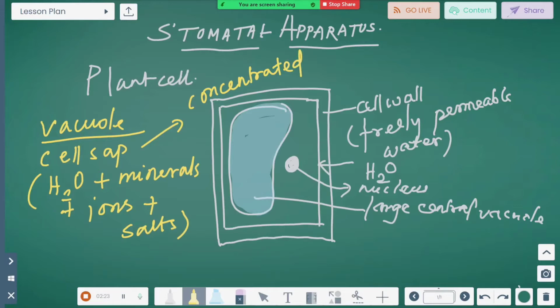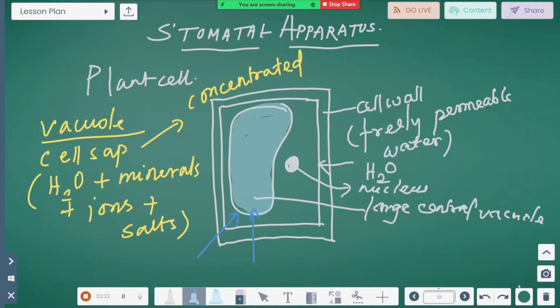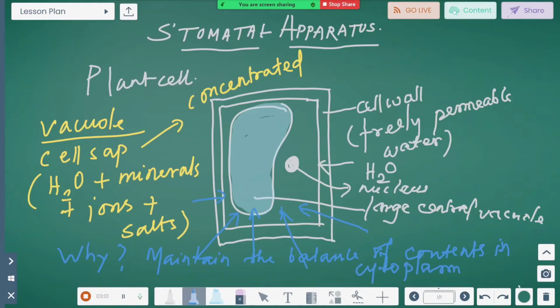As a result of being so concentrated, it has a tendency to absorb water molecules from the surroundings. Why? The reason is to maintain the balance of the contents in the cytoplasm of the plant cell. This is the most important reason why it is absorbing water from the surroundings.